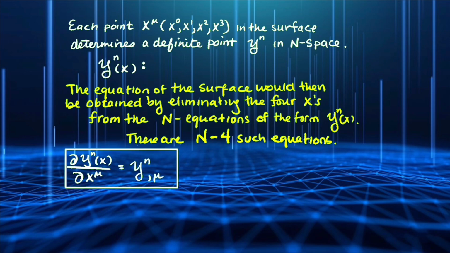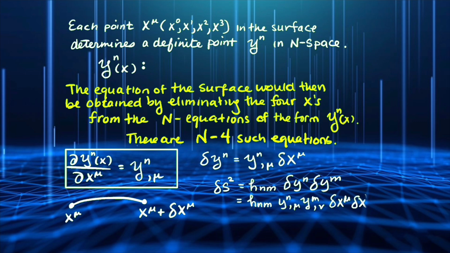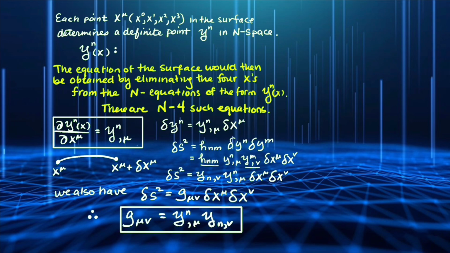If we differentiate the y's with respect to the coordinate x^μ, we have this partial derivative formula. And if we transport from a point x to x plus delta x, we have the following change in coordinates for y, and thus the squared distance may be written in terms of the y's, or transformed back in terms of the x's. Lowering the index here allows us to rewrite the expression in terms of the x's, and because we know that the squared distance is the metric times our differentials, we can equate that our metric is given by this formula in terms of our y's in N space.